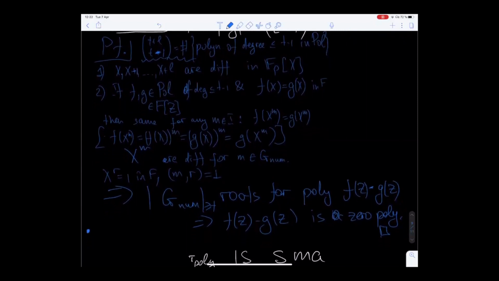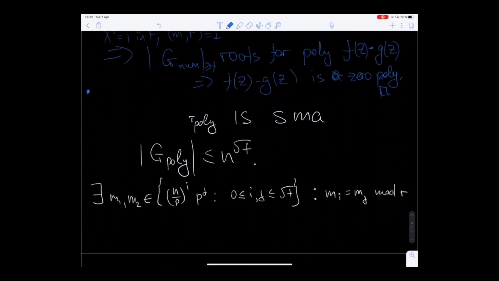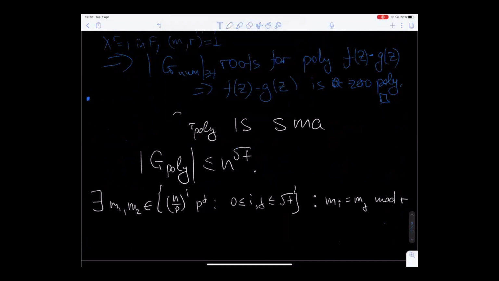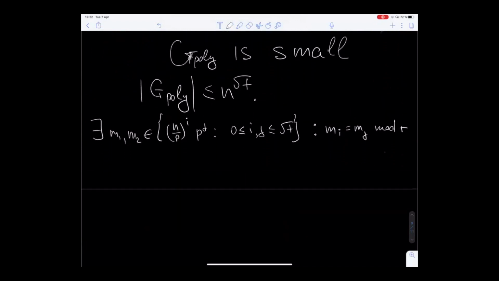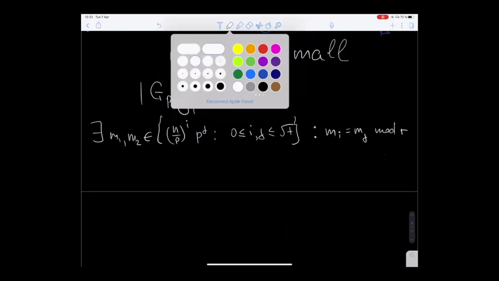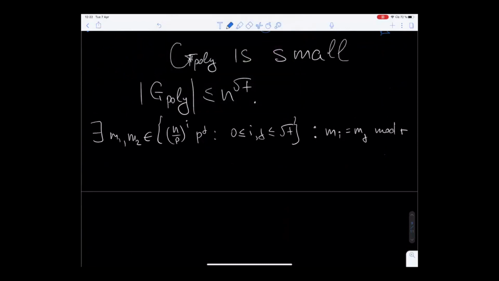So this was, I guess, the more algebraic part. The second one would be a bit more combinatorial. So here it should be that G poly is small. So how do we prove that G poly is small? This is more, we'll use the pigeonhole principle, and then again a similar polynomial technique.